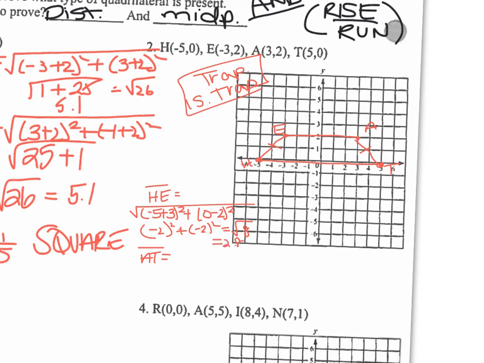And if I go ahead and do AT, I have 3 minus 5 squared plus 2 minus 0 squared. 3 minus 5 is negative 2. Negative 2 squared is 4. 2 minus 0 is 2, squared is 4. So now I have the square root of 8, which sure enough is going to be 2.8. So, isosceles trapezoid.